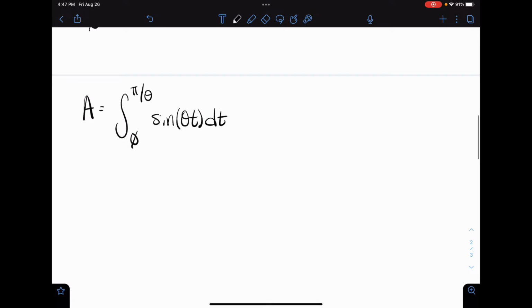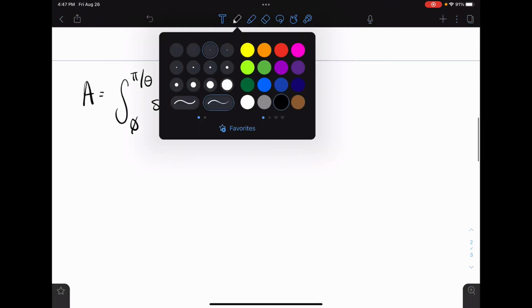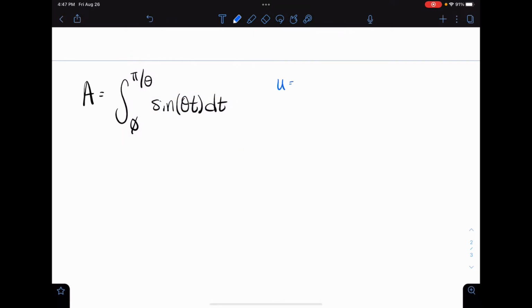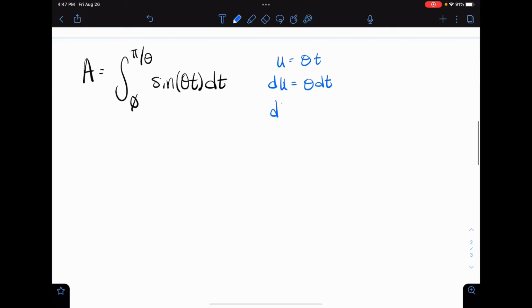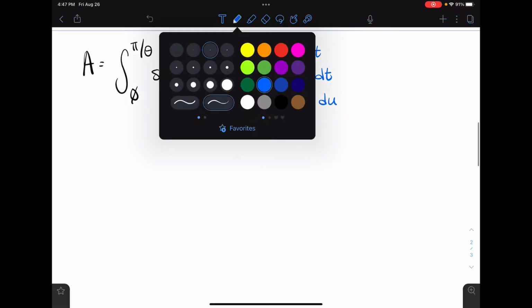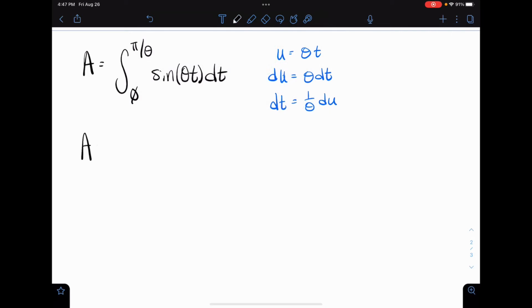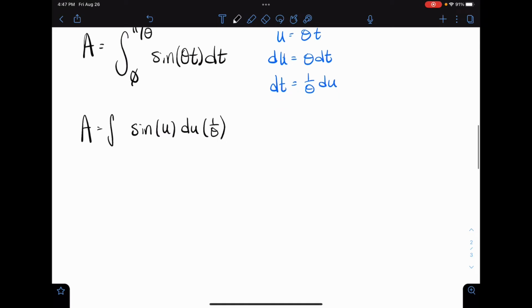Now this integral is a little bit special because we have to use u substitution. I set u equal to theta t, and therefore du equals theta dt if you take the derivative of what's above it. And then if we solve for dt, we have 1 over theta du. If we substitute in here, we get area equals the integral of sine of u du times 1 over theta. And that's a constant, so we'll pull that out.